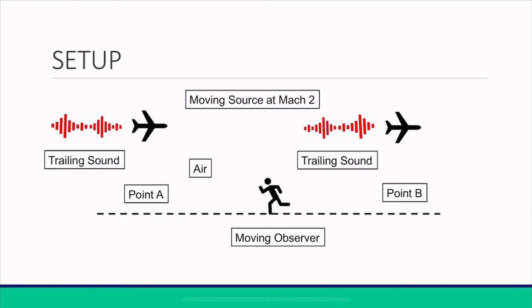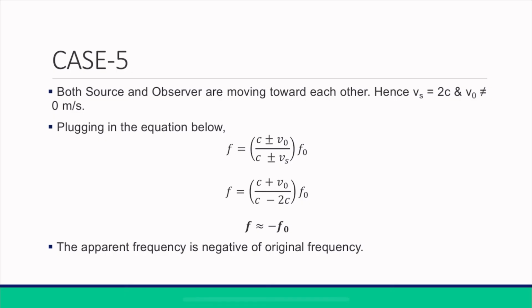So the next setup is a little different. In this case, the observer is no longer stationary, but is actually running toward the plane, whereas the plane is still traveling at Mach 2 from left to right. Let's see how the observer registers the sound. Both are moving toward each other. The velocity of the source is 2c, whereas the velocity of the observer is non-zero but very low compared to the velocity of the source. If you plug those equations in, you get the apparent frequency as approximately negative the original frequency.